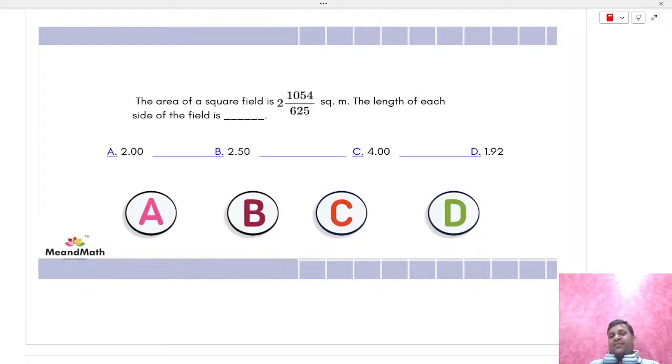Now, keep it in mind, we have never done a square root of any mixed fraction. So first we have to convert this into an improper fraction. Then after that we can find the square root very easily. If any mixed fraction comes in the question, we are not able to find the square root of that mixed fraction directly. So first we convert it into an improper fraction. Yes or no? Yes.